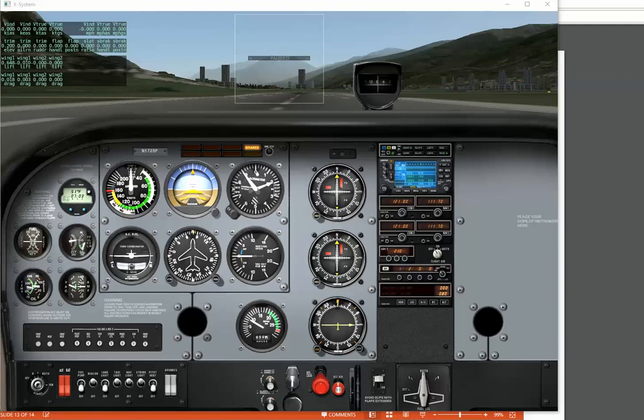I think it's pretty cool, though, that you don't even have to worry about adjusting your nose on your aircraft to do a solid landing.